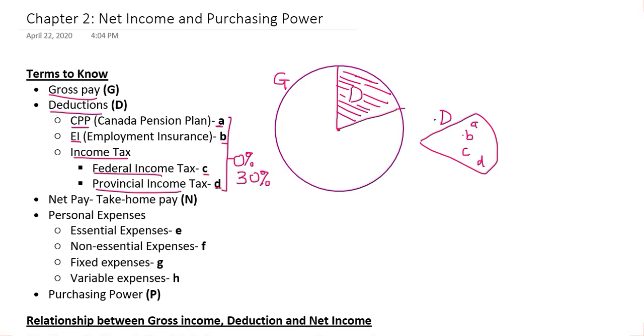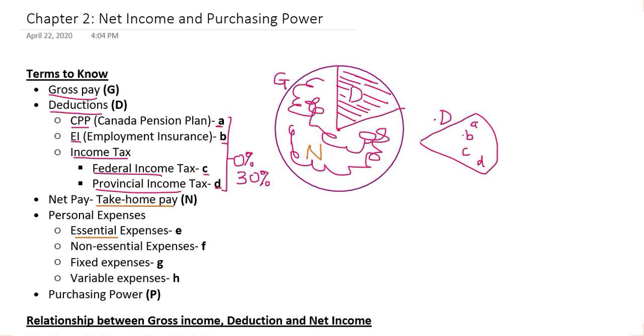Now, how about the remaining part of your gross income, all this remaining space right here? This remaining space is known as the net pay. This is how much is deposited into your bank account, and it is also called the take home pay. Once you have a take home pay, you can spend that money on personal expenses, like essential expenses, which are the things that are really important to you, like rent or food or clothing.